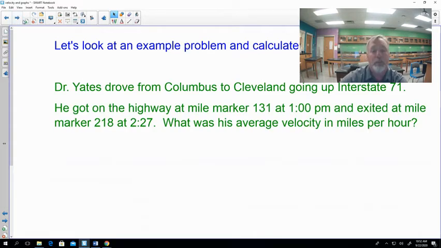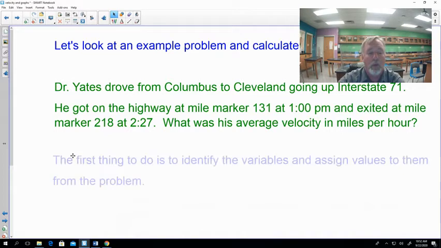So let's start with an example. Let's say, Dr. Yates, I was driving from Columbus to Cleveland, and I go up Interstate 71. I get on the highway at mile marker 131, and it's 1 o'clock. And I exited at mile marker 218 at 2:27. What was my average velocity in miles per hour?